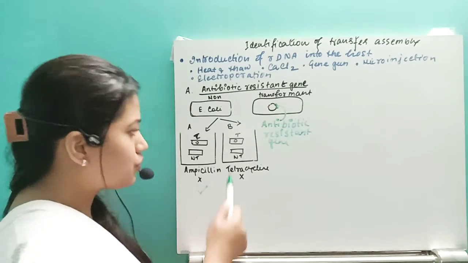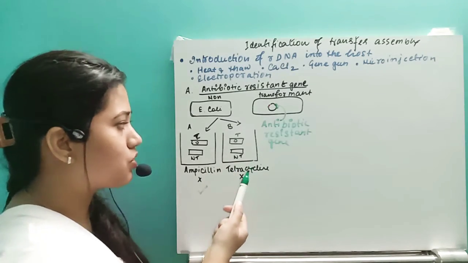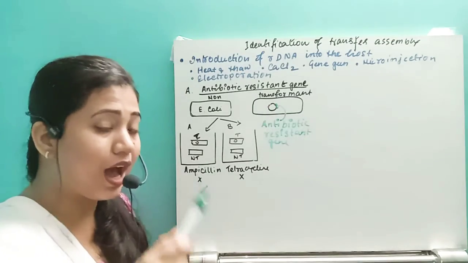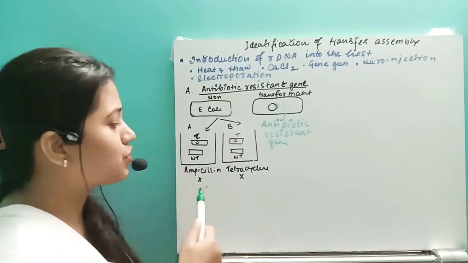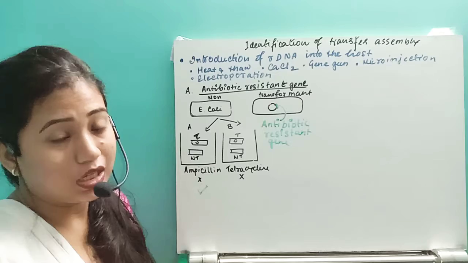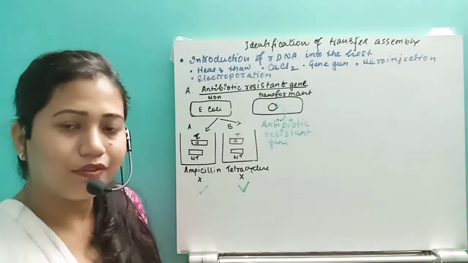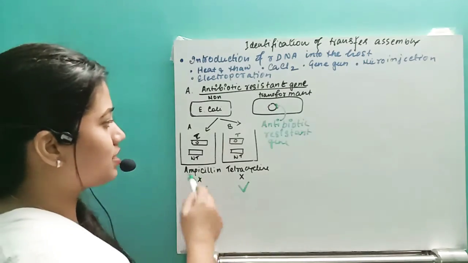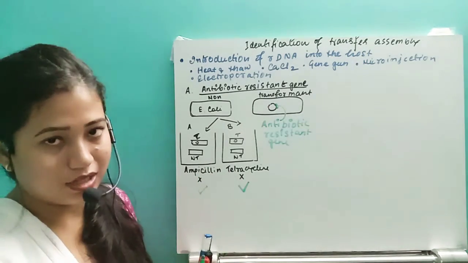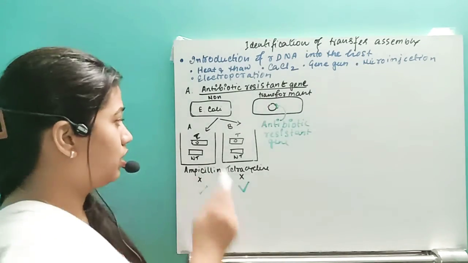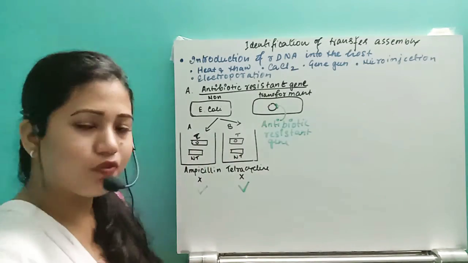Okay, and next one, suppose the antibiotic resistance gene in this transformant, the rDNA consists of, suppose, a tetracycline resistance gene. So that's why in this tetracycline medium, this is going to survive. Understand? So this way it is a clear distinction that we are able to find out the non-transformants from the transformants.